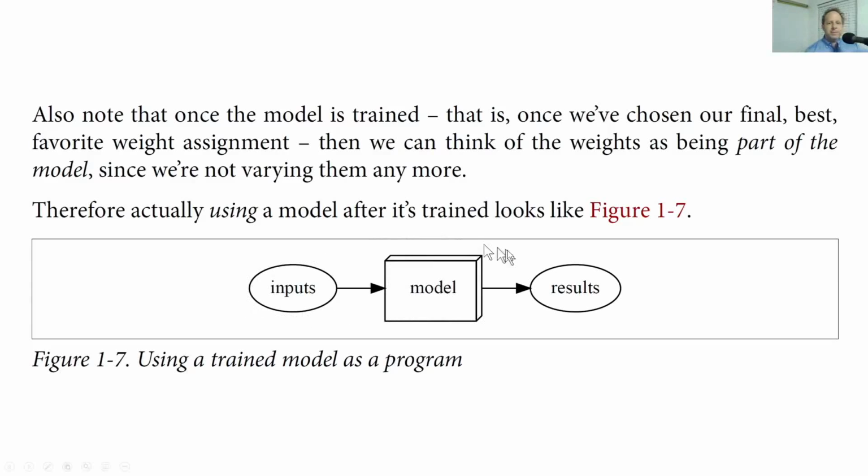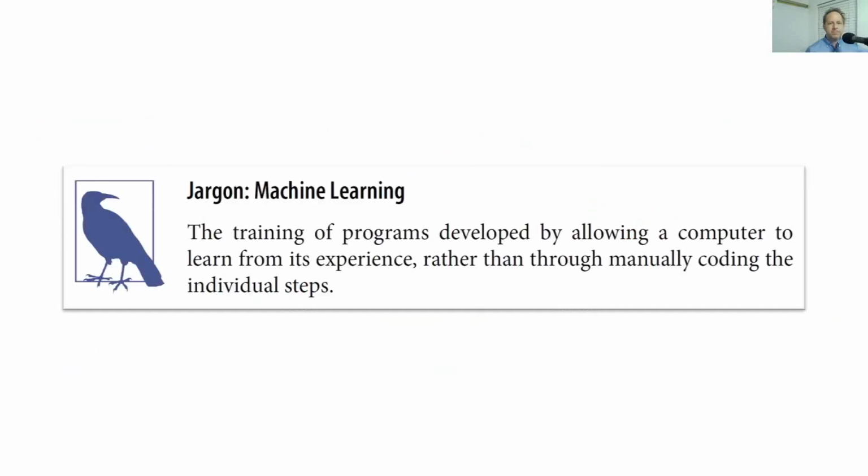And so this is what's called inference. It's using a trained model as a program to do a task such as playing checkers. So machine learning is training programs developed by allowing a computer to learn from its experience rather than through manually coding.